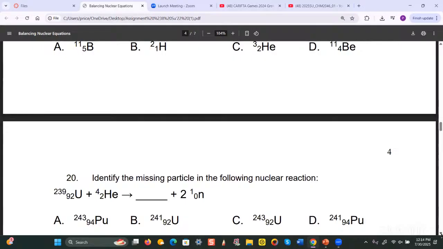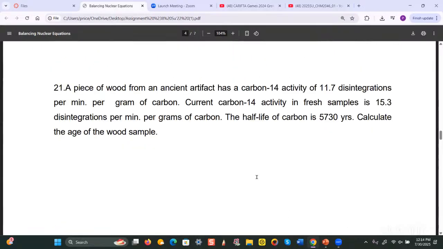So let's look at question number 21. It says, a piece of wood from an ancient artifact has a carbon-14 activity of 11.7 disintegrations per minute per gram of carbon. Current carbon-14 activity in fresh samples is 15.3 disintegrations per minute per gram of carbon. And it gives you the half-life of carbon-14. Please make a note that this should be 14 right here. Carbon-14 is 5,030 years. Calculate the age of the wood.